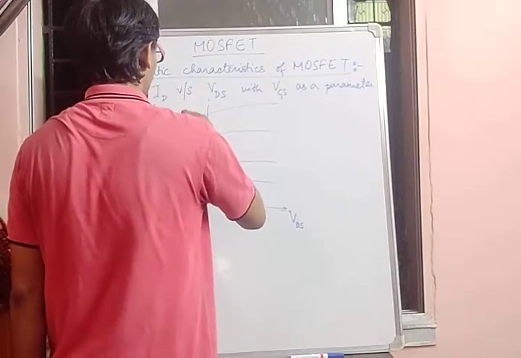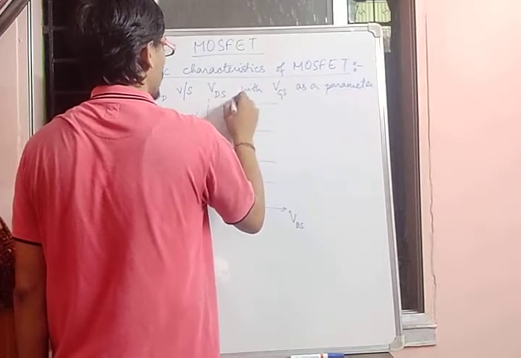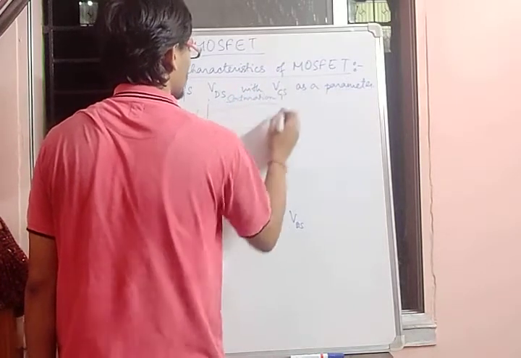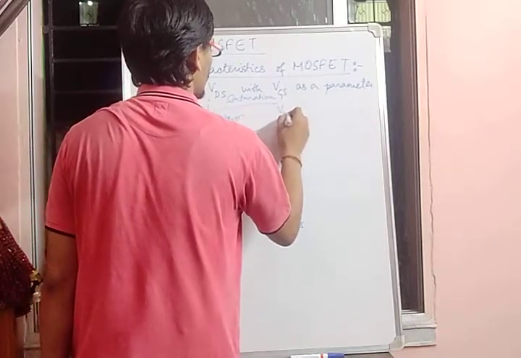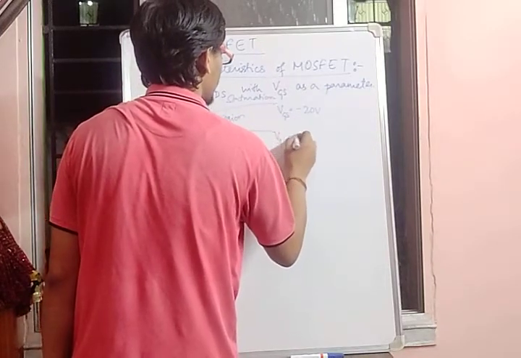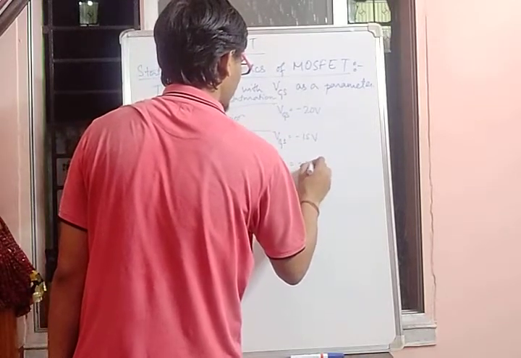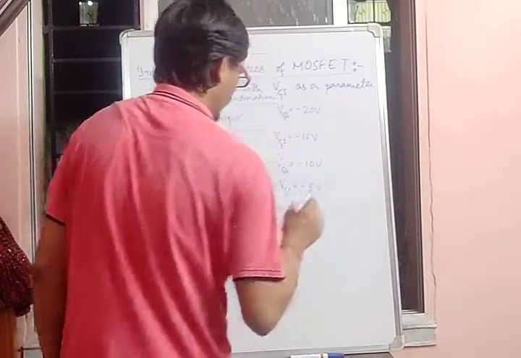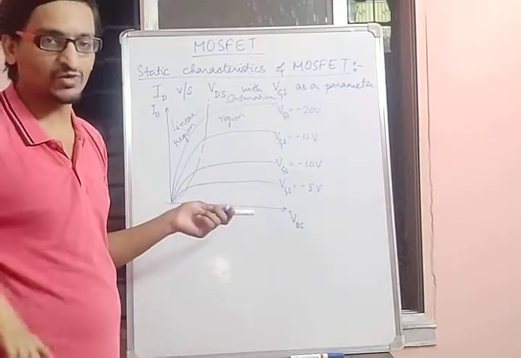So it basically consists of two regions. This region is called the linear region and this region is called the saturation region. Suppose here gate to source voltage is minus 20 volt. Here it is minus 15 volt. Here it is minus 10 volt. And here it is minus 5 volt. So this is basically the static characteristic of a P channel MOSFET.